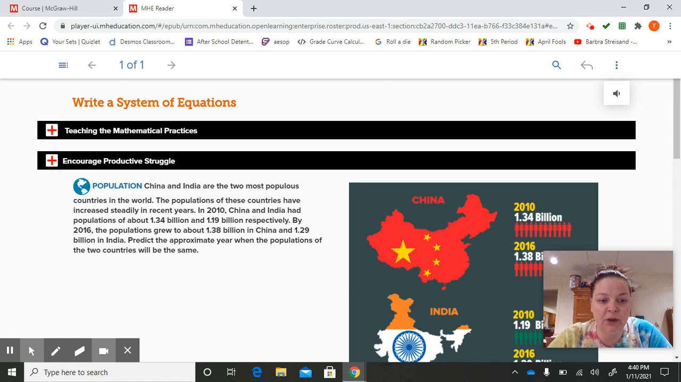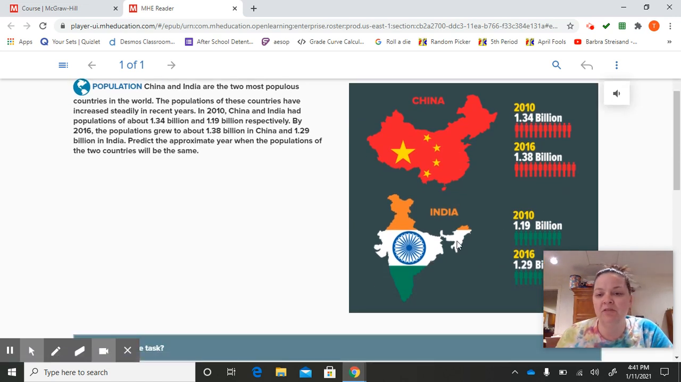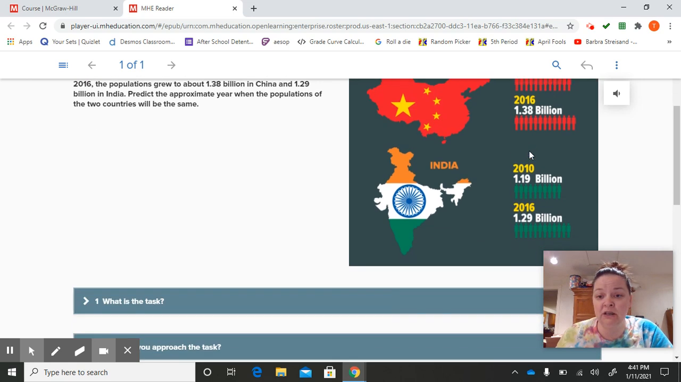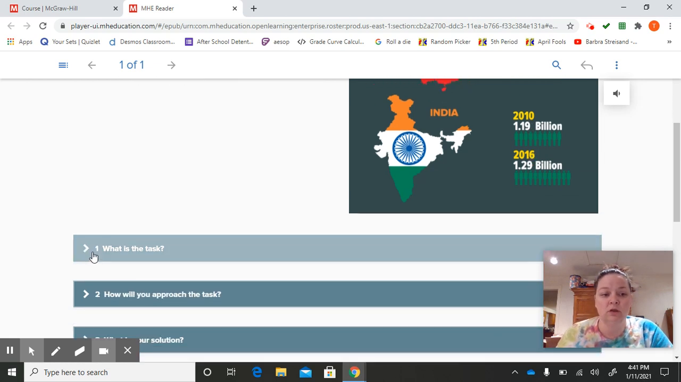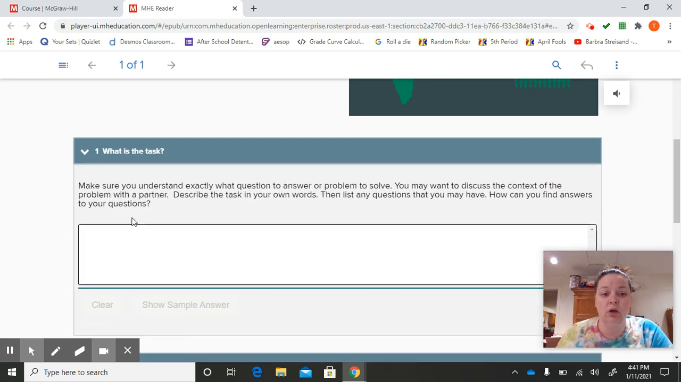By 2016, the populations grew to about 1.38 billion in China and 1.29 billion in India. Predict the approximate year when the populations of the two countries will be the same. So what we have to do is find the line for the increase in China and the line for the increase in India and see where they intersect. So what is the task? The task is to find the graph of the line for the increased population in China, find the graph of the line for the increase in India, and see where they intersect.